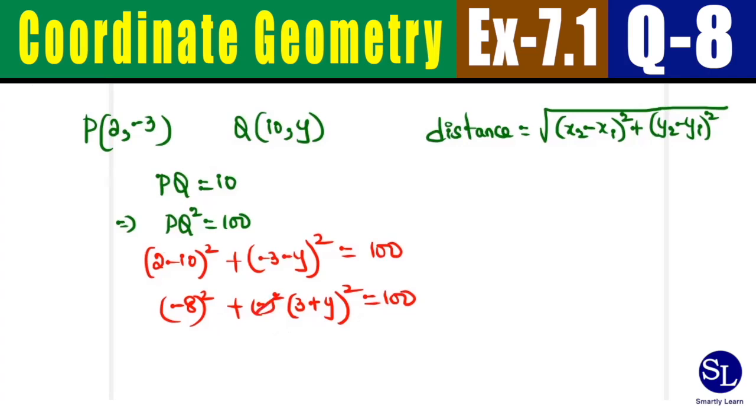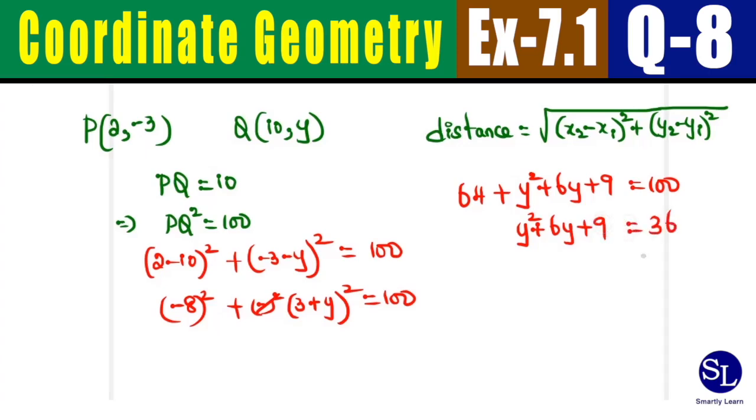So now you can start to expand. This is minus 8 the whole square, which is 64, plus this is (a plus b) the whole square form. So this is y squared plus 6y plus 9 is equal to 100. I'm taking the 64 to the other side. So it is y squared plus 6y plus 9 is equal to 36. So this can be written as (y plus 3) the whole squared is equal to 36.